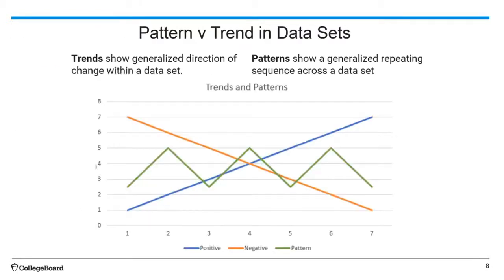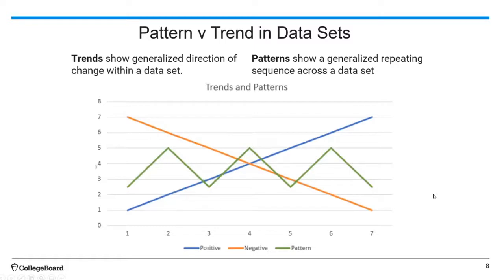There's something important to point out when we talk about patterns and trends: they are two different things. A trend shows a generalized direction of change within a data set, and a pattern is a generalized repeating sequence across a data set. So we've got the orange line here going from high to low, and that's going to be a negative trend. We've got the blue line going from low to high, that's a positive trend, and we've got the green line going up and down, and that is a pattern.